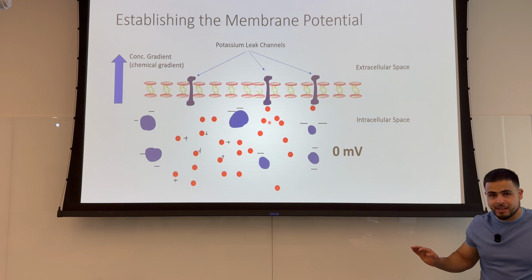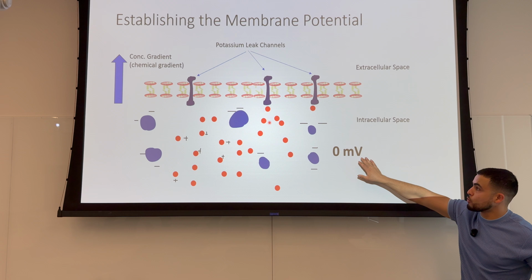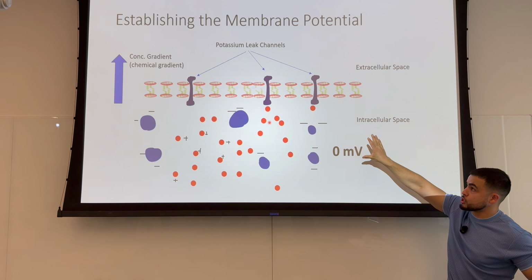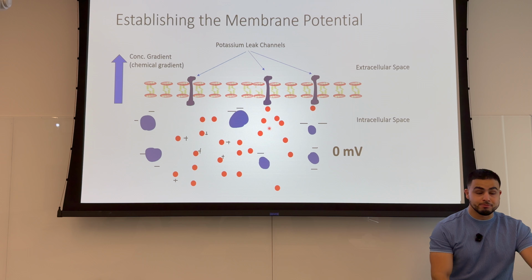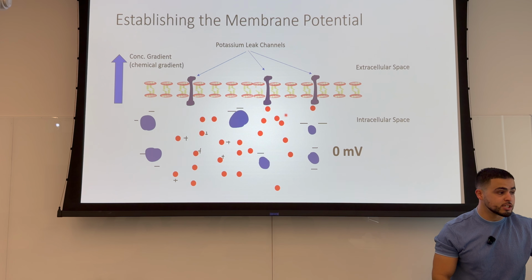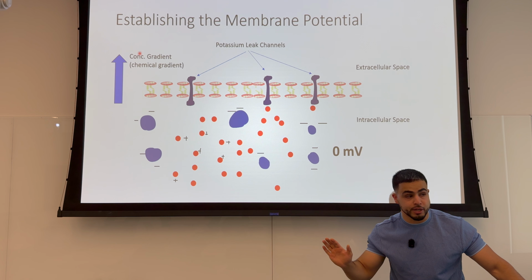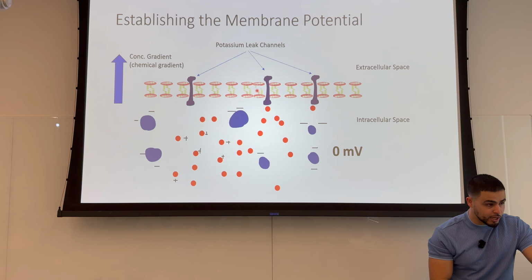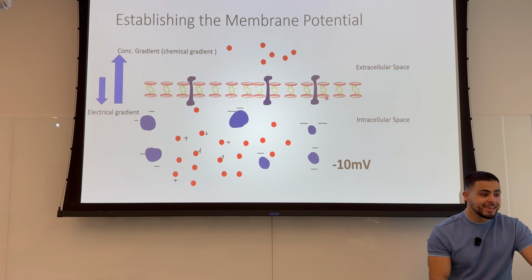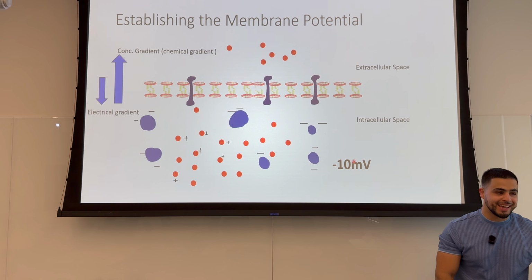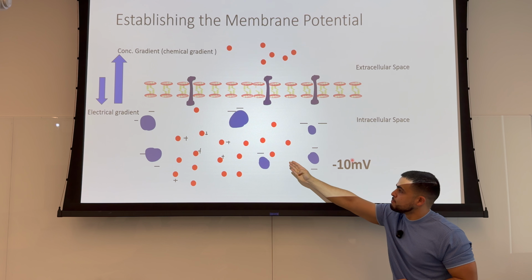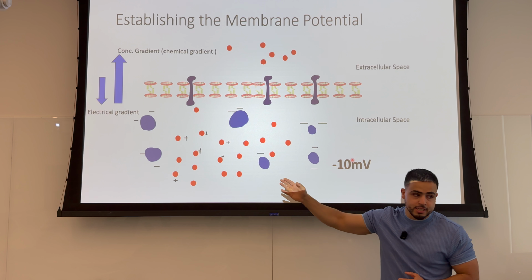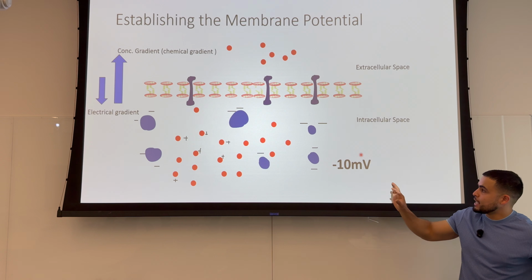And let's assume at the very beginning of this thought experiment, you have zero millivolt potential difference across the plasma membrane. So what's going to happen here is potassium naturally is going to want to leak through those potassium leak channels down its concentration gradient, which we also call a chemical gradient. So potassium starts to leak out, and you'll notice that as potassium starts to leak out, the potential difference, the membrane potential, will start to become more negative. Why is that? Because you're losing positively charged ions, and you're maintaining the negatively charged proteins inside the cell. So it starts to become like, let's say, negative 10 millivolts.